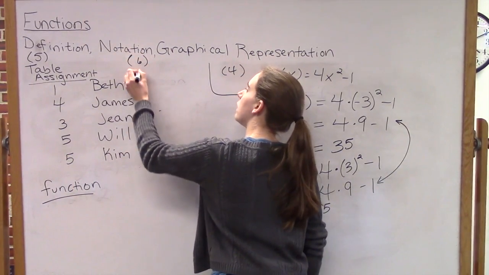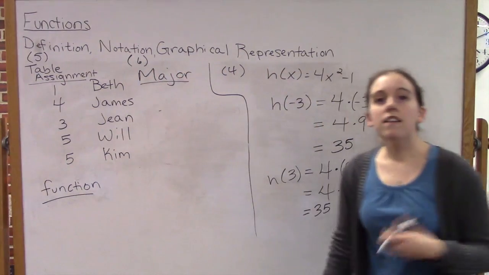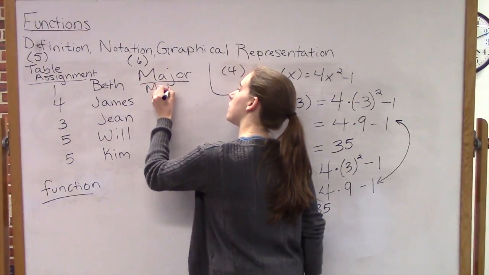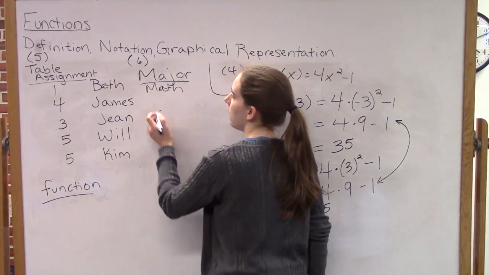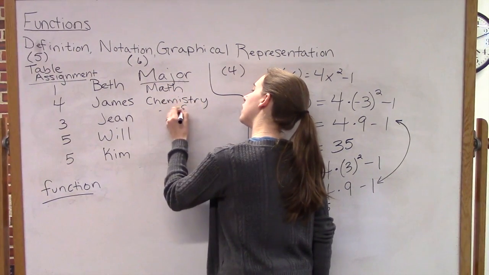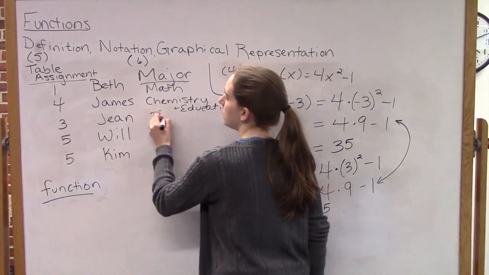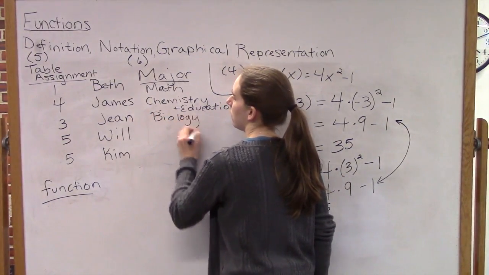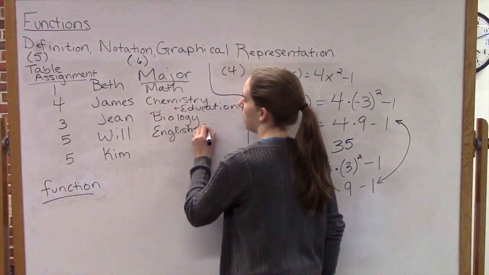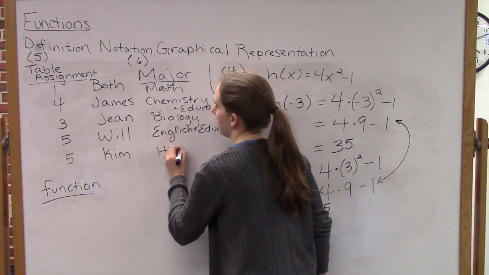Now let's think about if I wanted to list out the students' majors. And they can have potentially two majors. So let's say Beth is a math major. Let's say James is a chemistry and also education major. Say Jean is a biology major. Will is an English major and an education major. And last but not least, Kim is a history major.